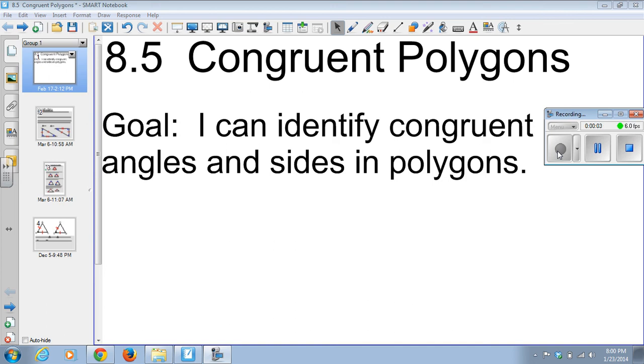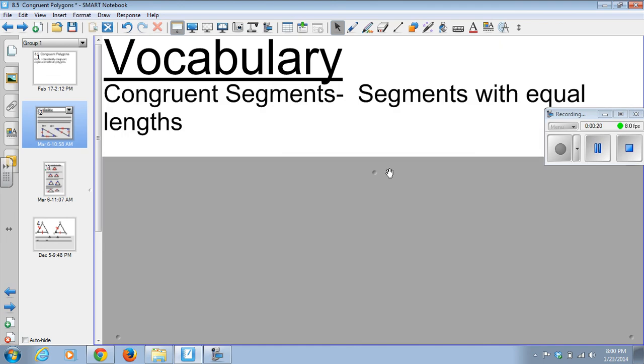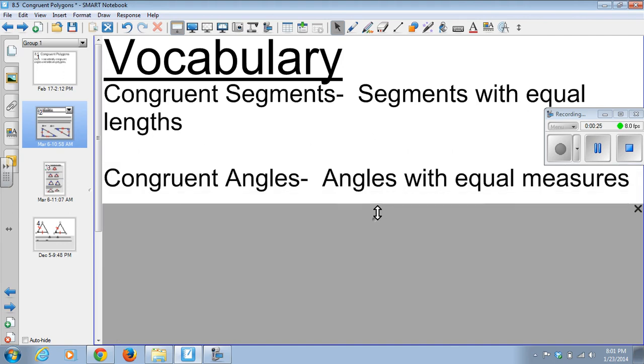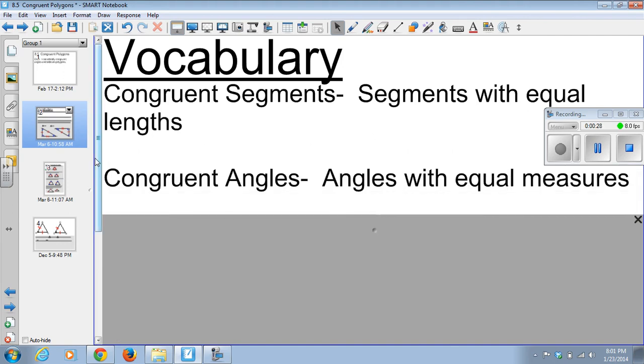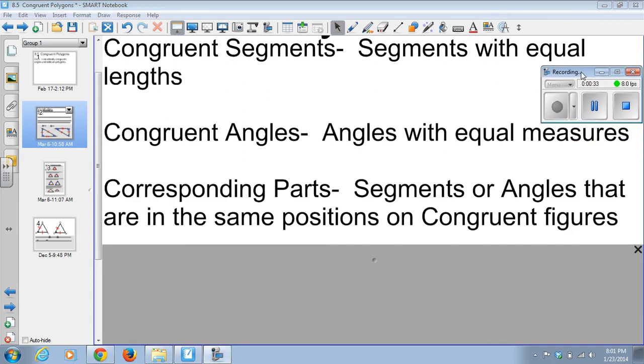Section 8.5, Congruent Polygons. Our goal for this lesson is to identify congruent angles and sides in polygons. We are focused mostly on triangles in this lesson, actually completely on triangles. Our vocabulary. We have congruent segments. These are segments with equal lengths. Congruent angles, you can guess, these are angles with equal measures. And then corresponding parts. These are segments or angles that are in the same positions on congruent figures.